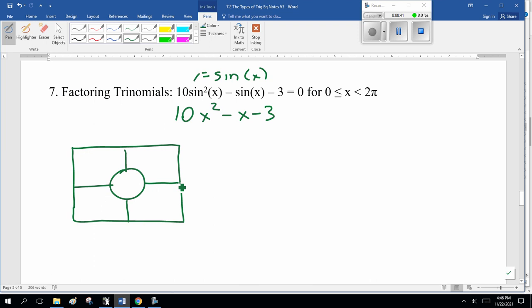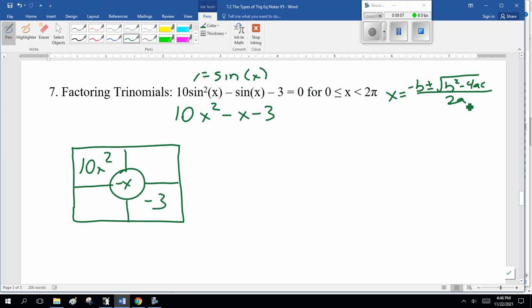We can graph it, do synthetic division, look at the table of values, or we can use the box. Or we could always use the quadratic equation. x equals minus b plus or minus the square root of b squared minus 4ac, over 2a.